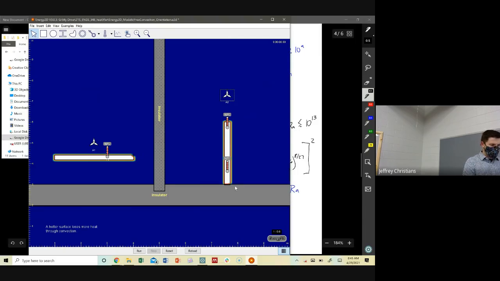So before I run this simulation, we have these two different things. They're the same size. They're both at 50 degrees C. Before we run it, what is going to happen in the system? Which one is going to cool faster? And are we going to see temperature gradients? And what are those temperature gradients going to look like? Does anybody have any thoughts on that?